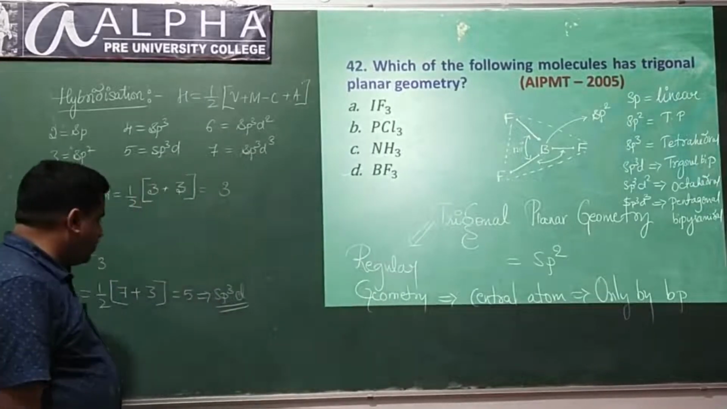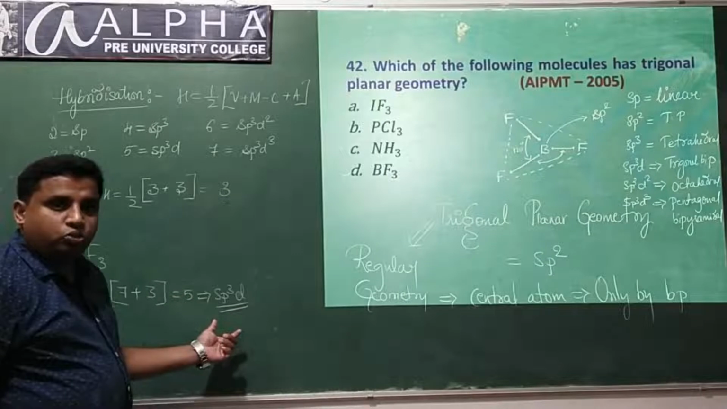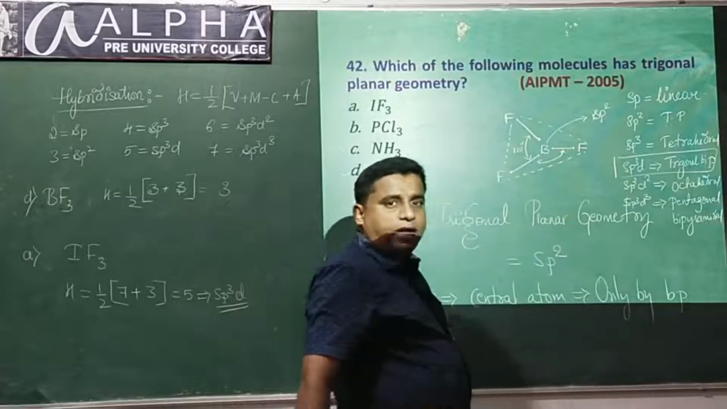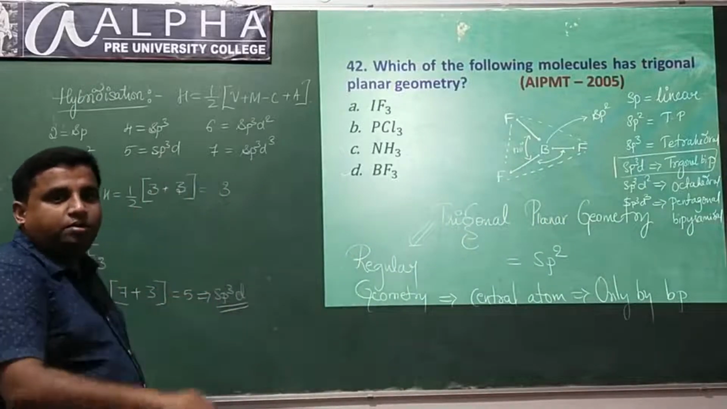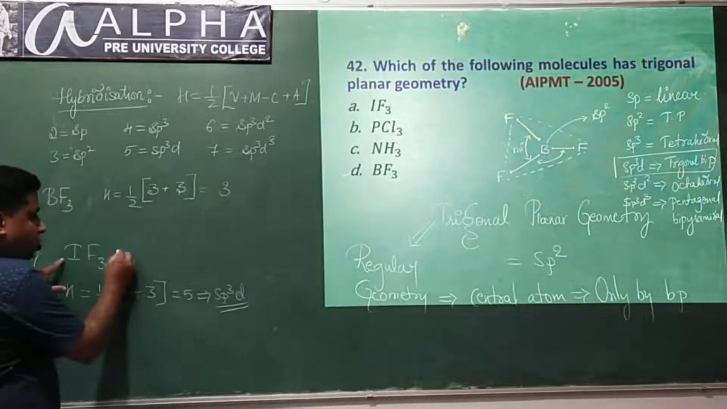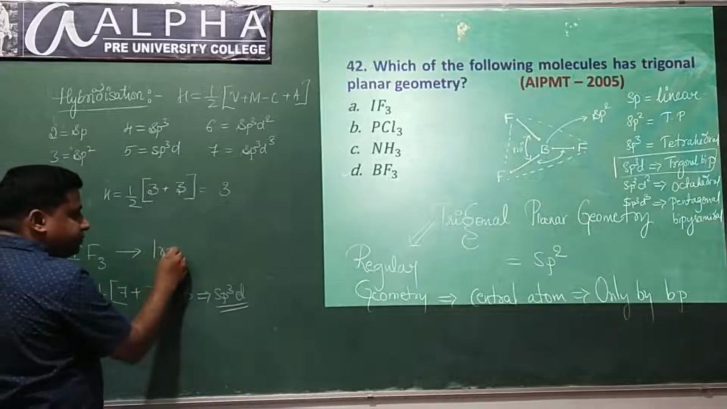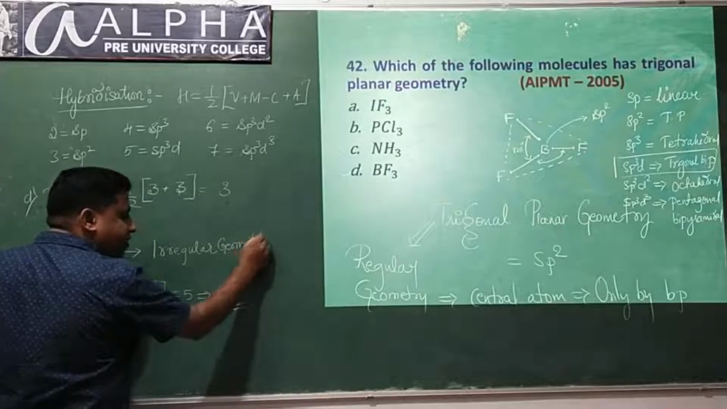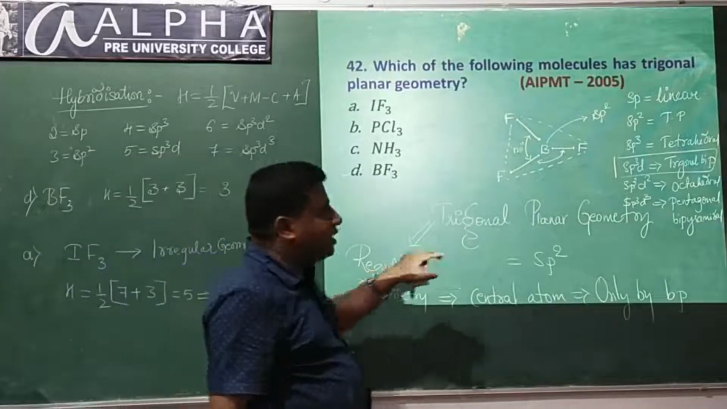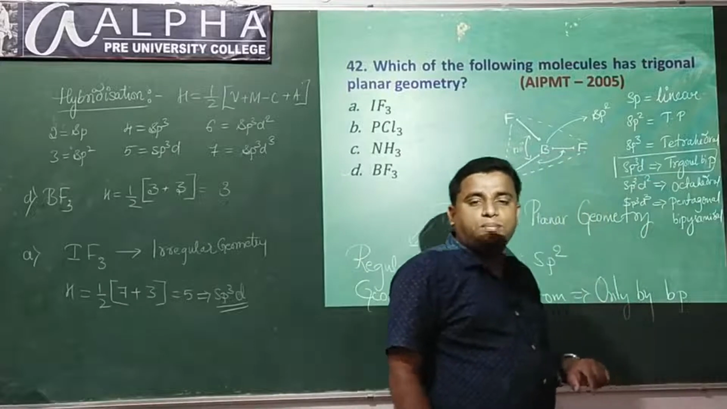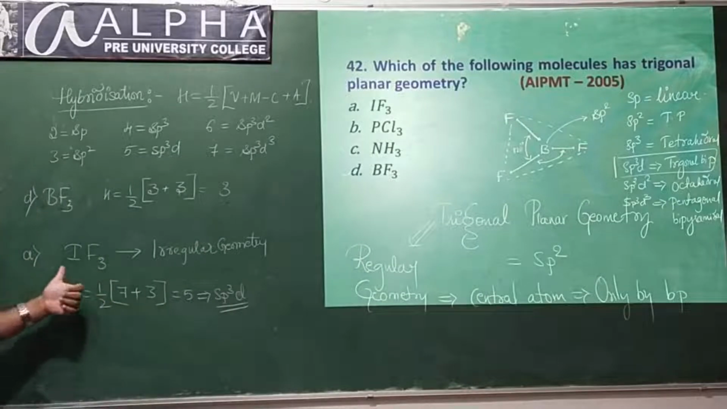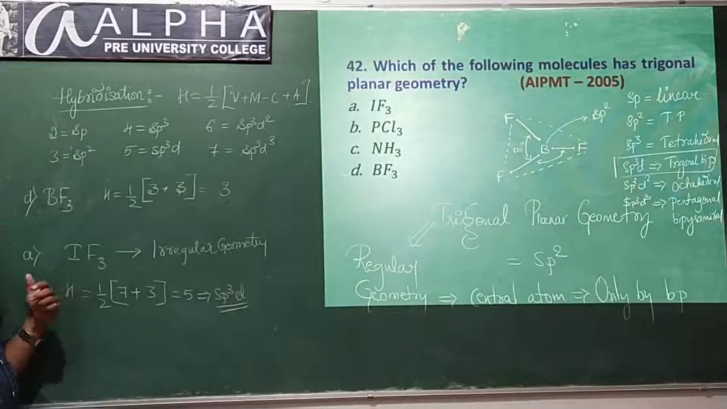So we are getting the hybridization of IF3 as sp3d. Do you mean to say the geometry is trigonal bipyramidal? No. Even though the hybridization of IF3 is sp3d, it is not trigonal bipyramidal, because it is not a regular geometry, it is irregular geometry. Only if it is regular geometry can you say that sp3d hybridization corresponds to trigonal bipyramidal. Here the central atom iodine is surrounded by both bond pair as well as lone pair.